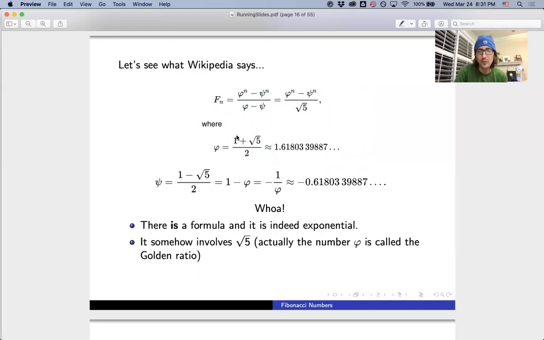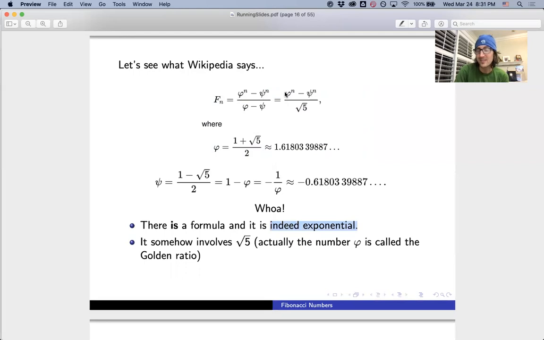And so what are these numbers? Well, phi is just a number. So they could have written 1.618 to the nth power minus negative 0.618 to the nth power, right? And then divide by square root of 5, right? So it's this kind of crazy formula, but it is exponential, right?